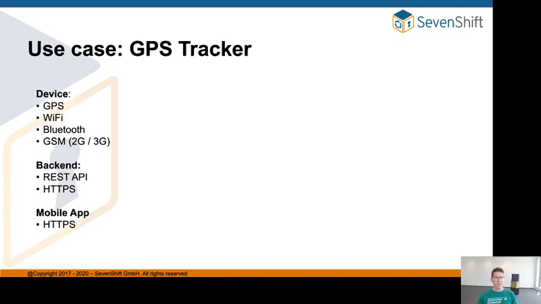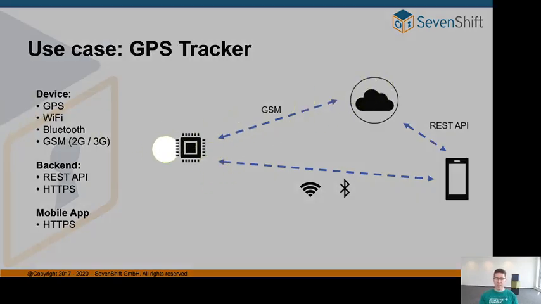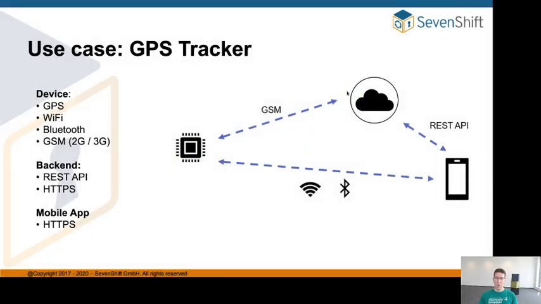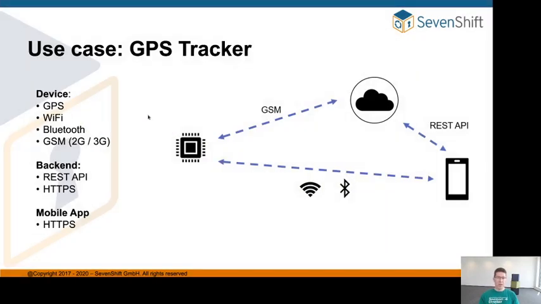So, we have a device that has GPS, Wi-Fi, Bluetooth, and GSM, right? So it can track anything anywhere, and it uses GPS for fine-grained location, and you can use Wi-Fi and Bluetooth for the last mile. If you want to find something within the last 10 feet or 10 meters, a Bluetooth beacon will actually help you with that, right? And your device is connected via GSM with the cloud. You have a mobile app that talks HTTPS with the REST API, and your mobile app can use Wi-Fi and Bluetooth to figure out how this tracker works.